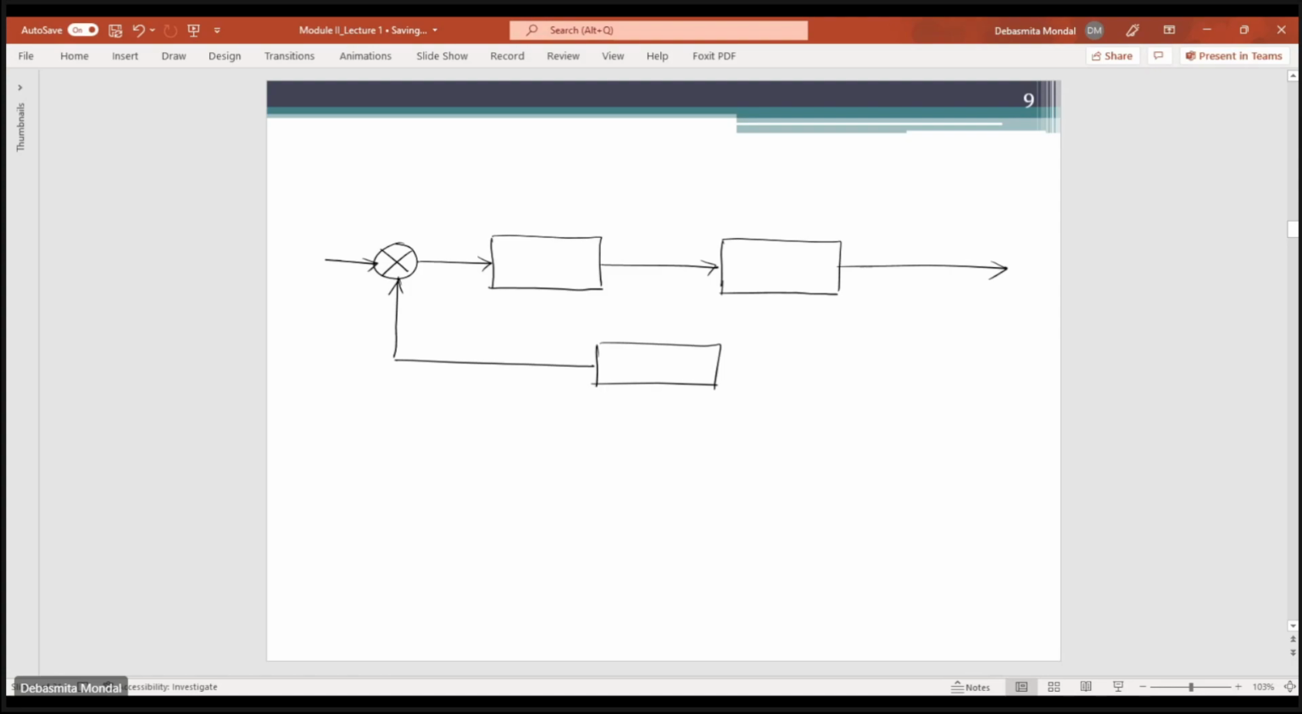Okay, so this is my reference input. This is the error detector. And the output of the error detector, let's say that is EA, is known as the actuating signal. And this actuating signal is the input to the control elements.